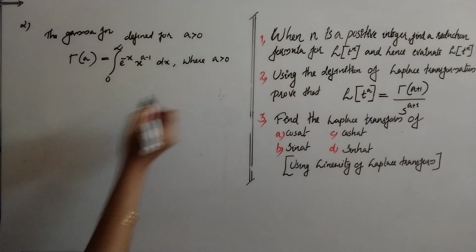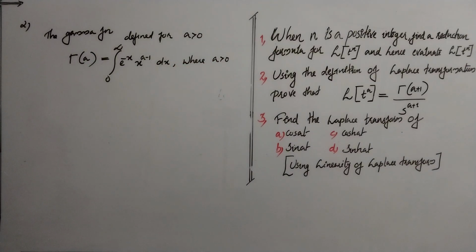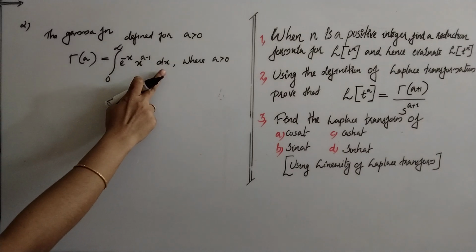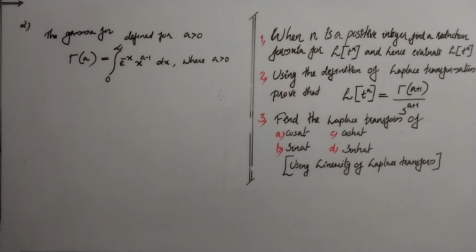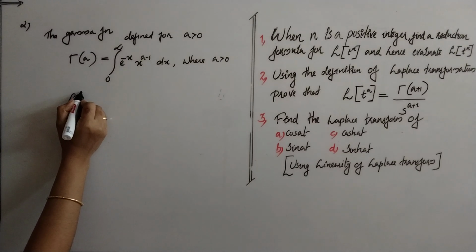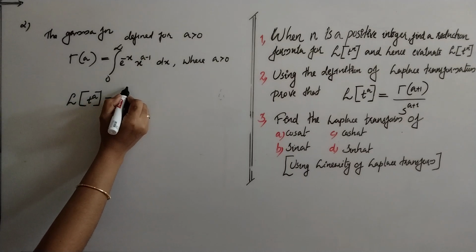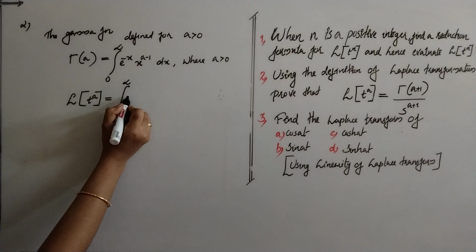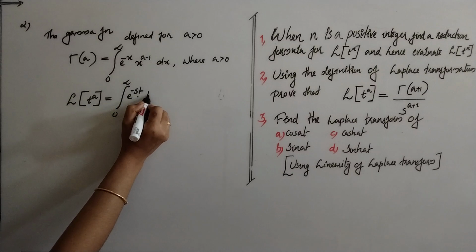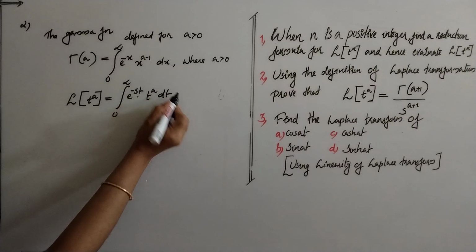Gamma of a is equal to integral 0 to infinity e raised to minus x into x raised to a minus 1 into dx, where a greater than 0. Now, by the definition of Laplace transformation, the Laplace transform of t raised to a is integral 0 to infinity e raised to minus st into t raised to a into dt.